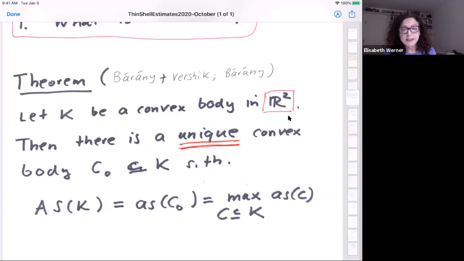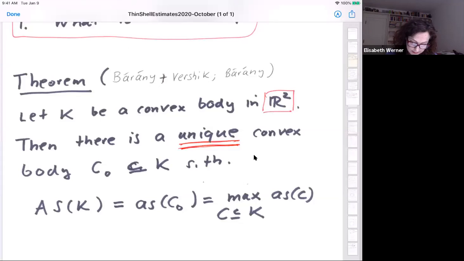What this result says is that, we already know from what I mentioned previously that there is a convex body C0 in a given convex body K for which this maximal affine surface area is attained. So I've now called this body C0. This is the body where the maximal affine surface area is attained. And what this theorem of Barany and Werner, or Barany, says is that this body C0 is unique. This result is only known in the plane, and we do not know if this is true in dimension 3 or higher.